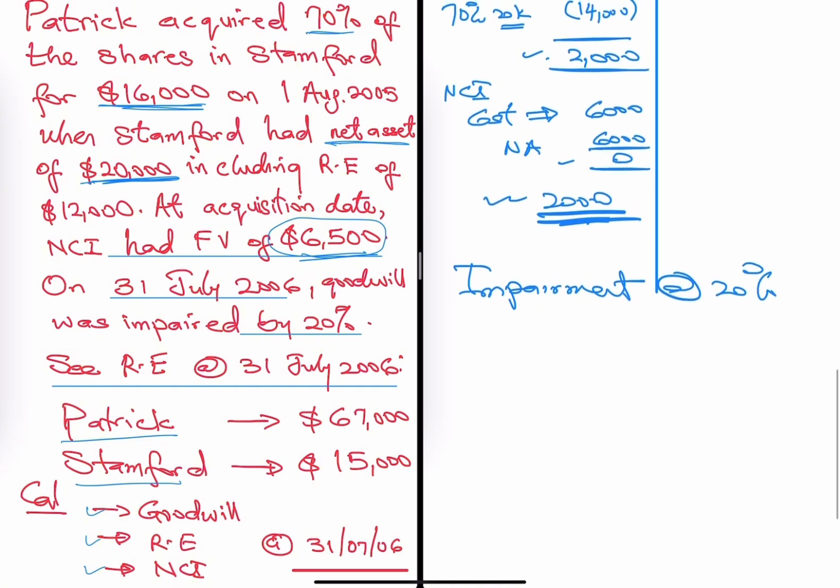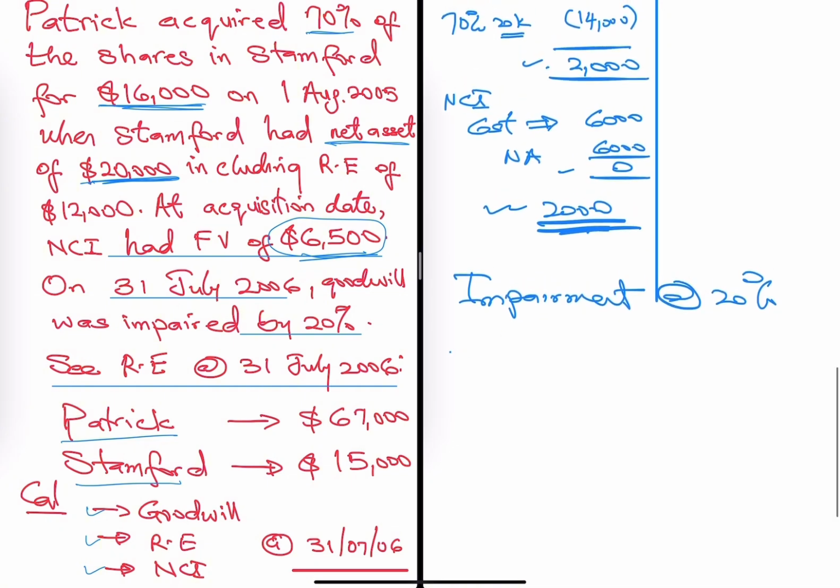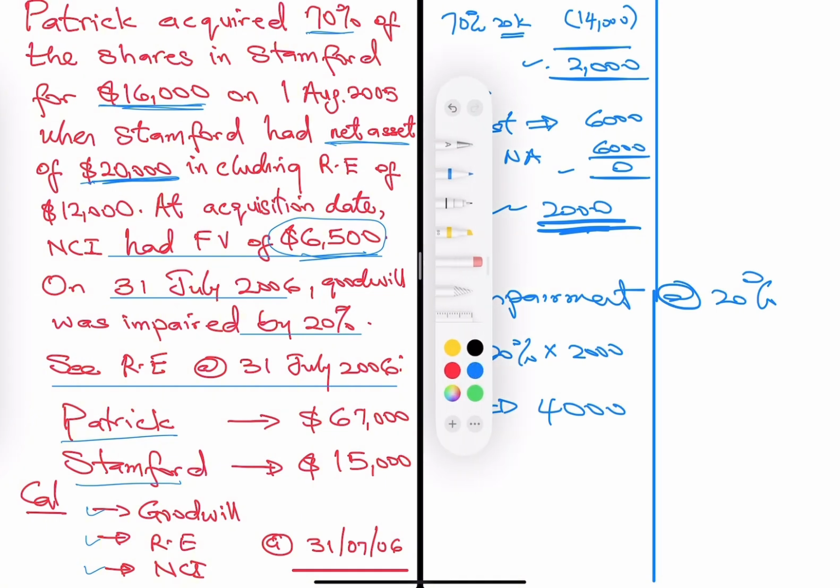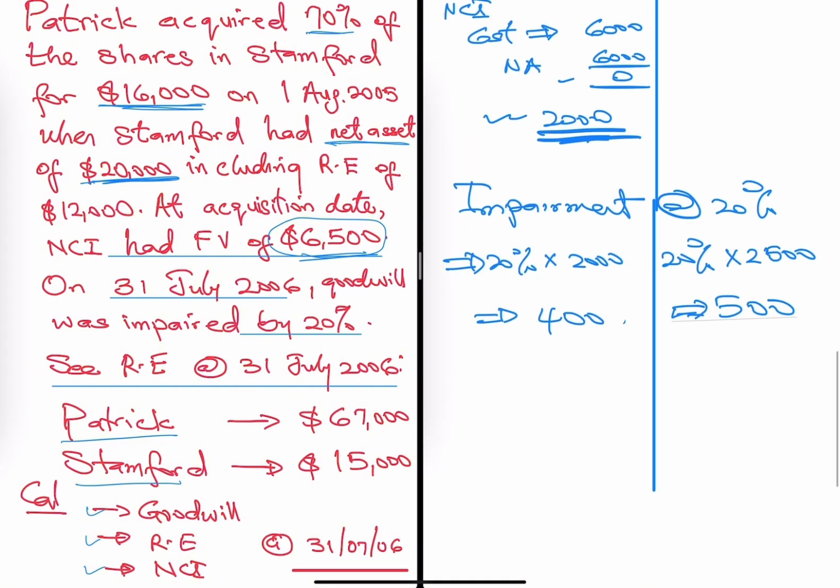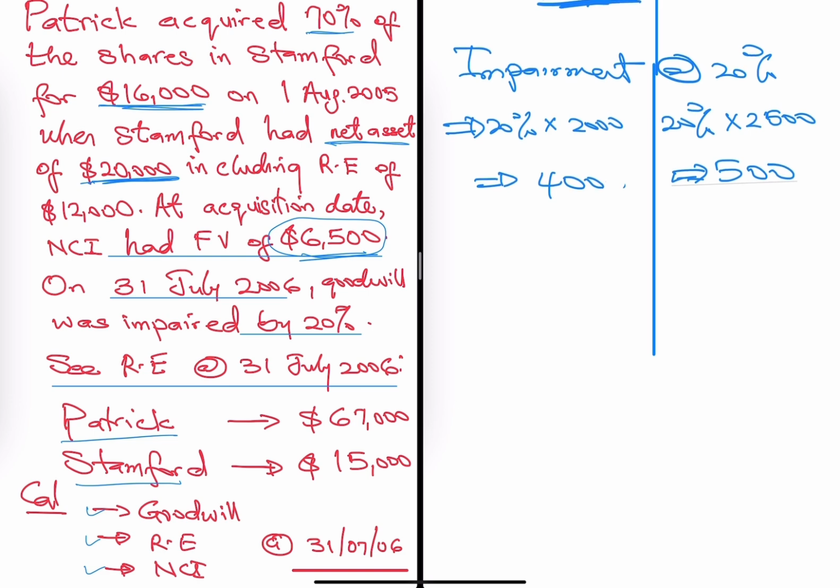So here it will be 20% of 2,000 for the proportionate side, and that will give us 400 impairment. Whereas if it was fair value measurement, it will be 20% of 2,500, and that will be 500. You can see the figures are different, so you need to be careful in exams to use whatever the question has asked you to use. You can see that different figures you will arrive at, right?